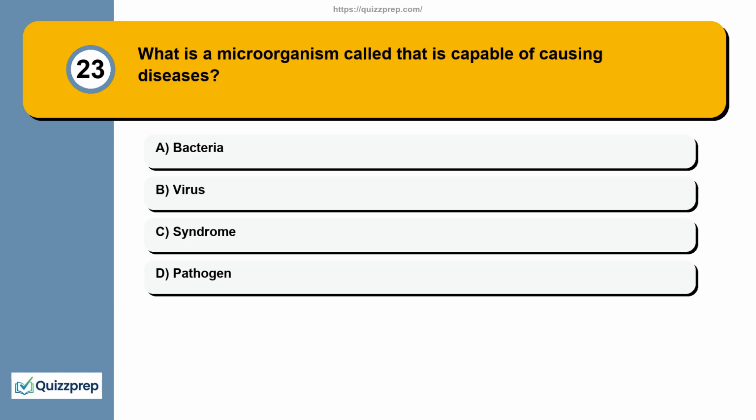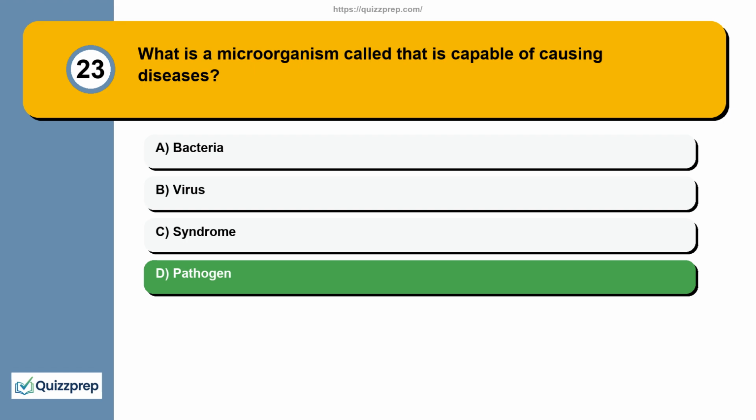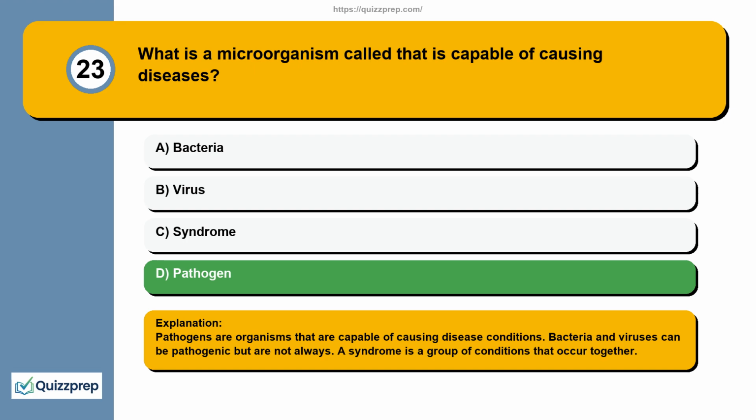Question 23. What is a microorganism called that is capable of causing diseases? Bacteria, virus, syndrome, pathogen. Pathogens are organisms that are capable of causing disease conditions. Bacteria and viruses can be pathogenic but are not always. A syndrome is a group of conditions that occur together.